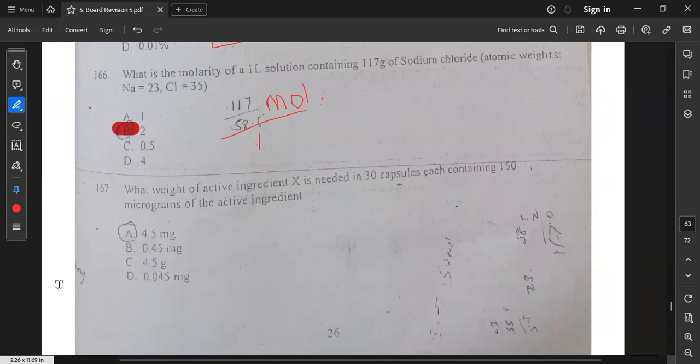Okay. So 30 times 150, then we change the units to milligrams.